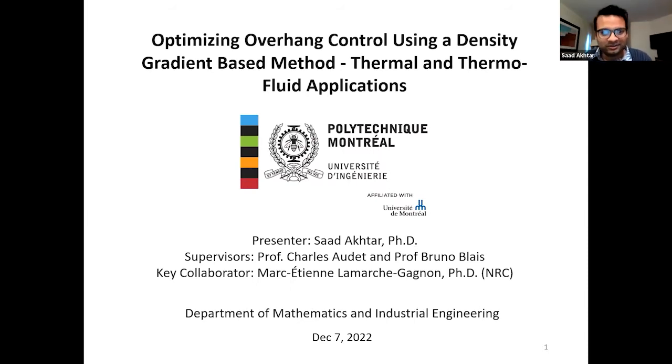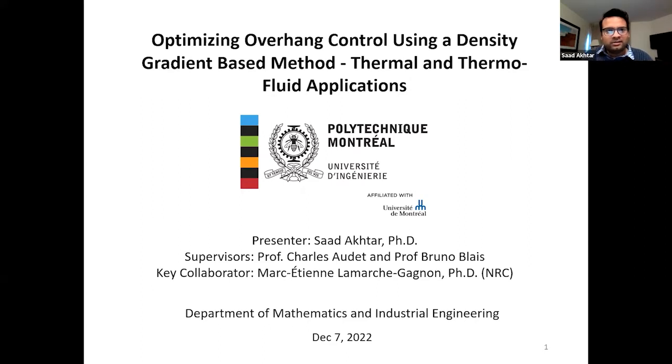My name is Saad Akhtar, as Charles mentioned, and I was a former postdoctoral fellow at the Department of Mathematics and Industrial Engineering at GERAD, supervised by Professor Charles Saad and Professor Bruno Blay from the Chemical Engineering Department. Now I'm a staff researcher at the National Renewable Energy Lab, and I work as a thermal modeler in the Advanced Vehicle Charging Infrastructure group, where we do a lot of work in decarbonizing commercial fleets, and also advanced powertrain modeling applications, and so on and so forth.